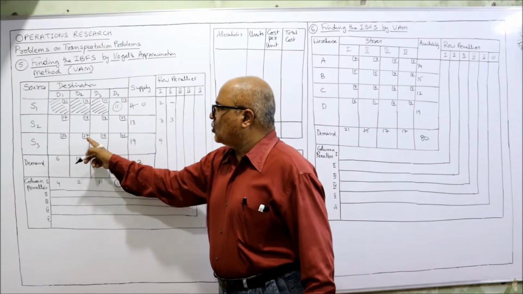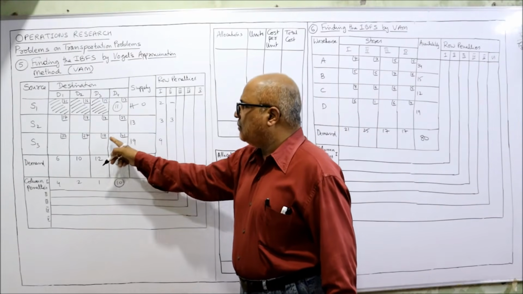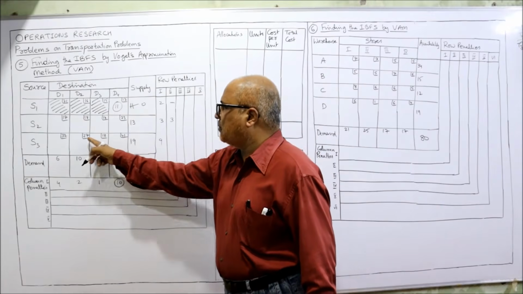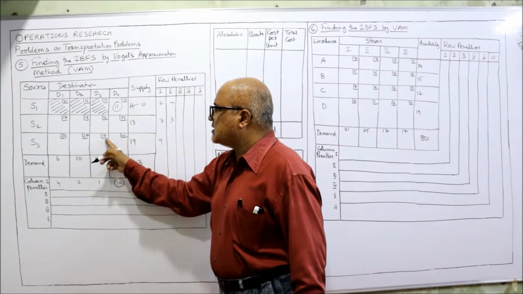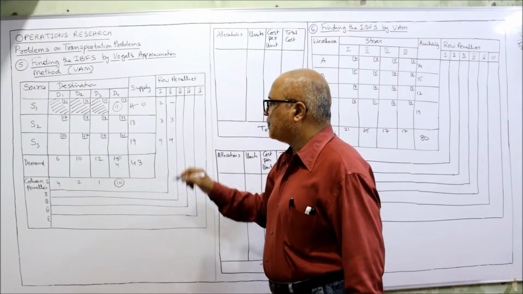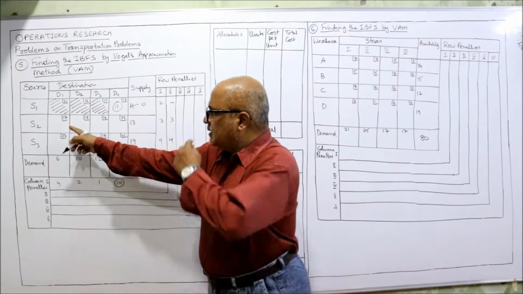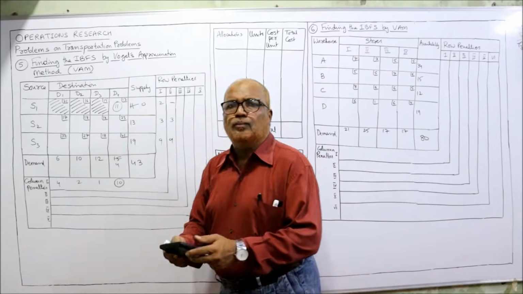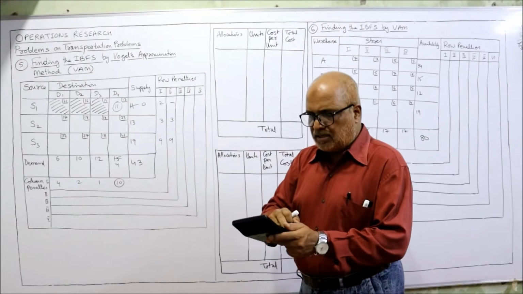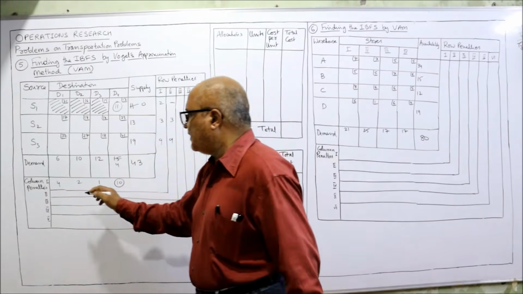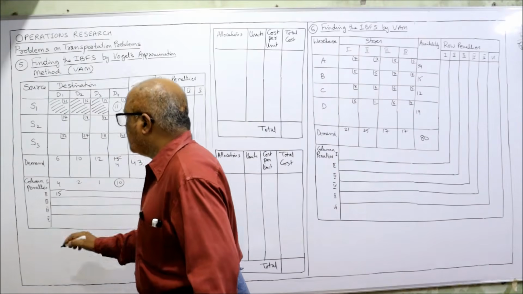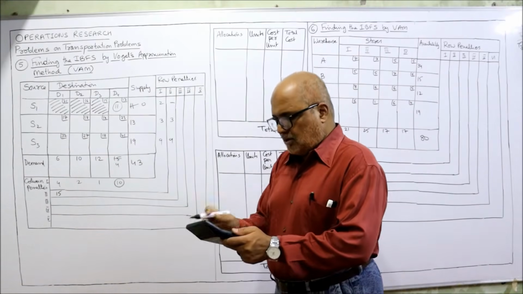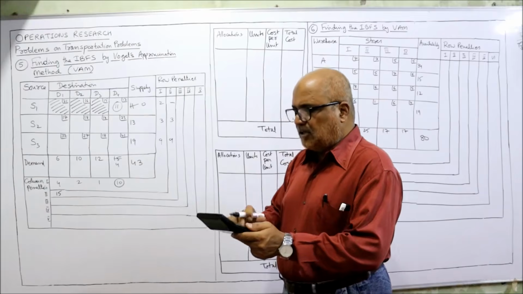Next one: 32, 27, 18, 41. Minimum is 18. Next minimum is 27. 27 minus 18, 9. Right? Column wise, 17 to 32. Only 2 values are there. 17, 32. So 32 minus 17, you are getting 15. Similarly, 18, 27. So 27 minus 18, you will get 9.